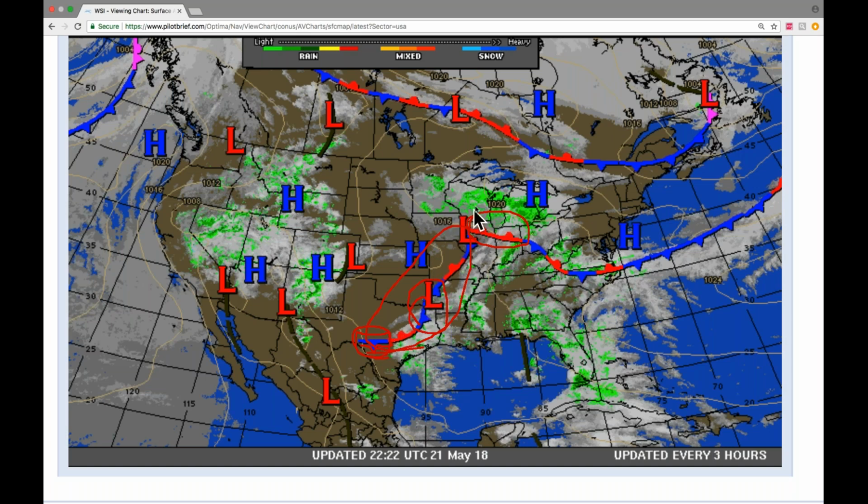So these stationary fronts, what happens is we see weather develop along the stationary front, and it'll just stay there. We'll see these storm systems develop along this stationary front, and then they just stay there. And sometimes they'll stay there for days or weeks. This one has kind of stayed there for two days now. So yeah, that's a stationary front.